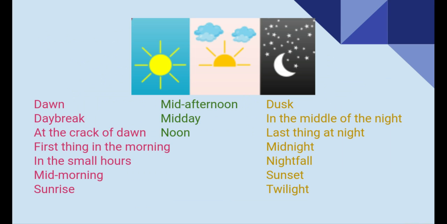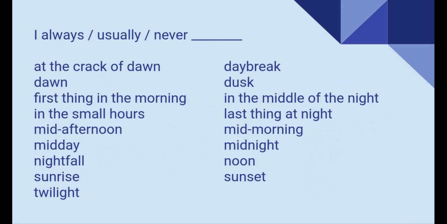Very good. Now, pause the video and organize them. What happens first? What happens later? Pause the video, please. Okay, we're going to check this in class. Now, I want you to please write 5 sentences using these words. For example, I always take a nap at noon. Pause the video, please.